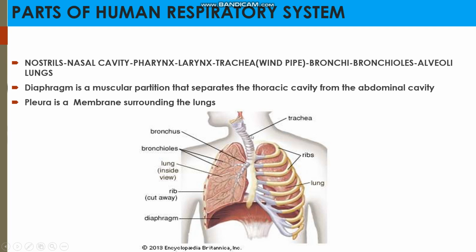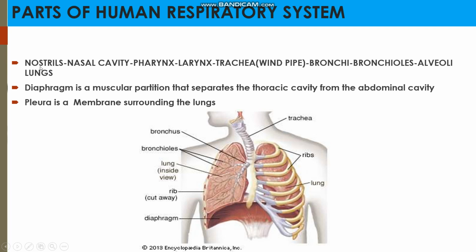The trachea is supported by incomplete C-shaped rings. Cartilaginous rings are seen supporting the trachea. Then it branches into two bronchi. The bronchi further branch into bronchioles, and these bronchioles will terminate in the alveoli or air sacs seen in the lungs. So what are the parts of human respiratory system?